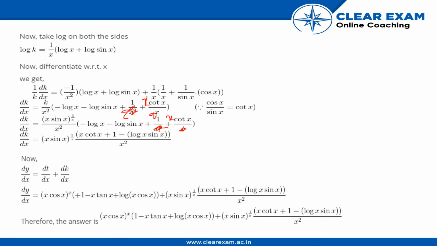Now we know y equals t plus k. Hence, differentiating this with respect to x on both the sides, we get dy/dx equals dt/dx plus dk/dx. Replacing the values of dt/dx and dk/dx in this equation, we get dy/dx equals this. Thank you.